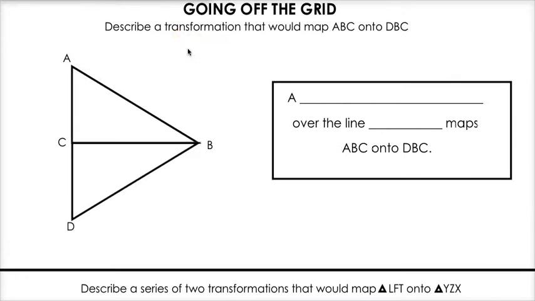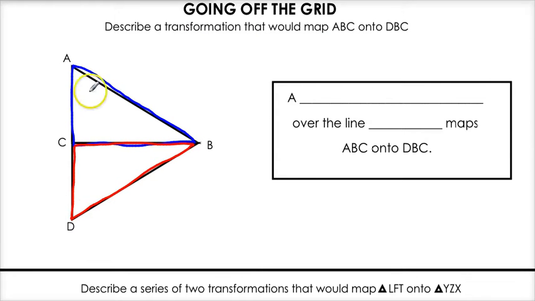But as long as you can graph x equals and y equals, you'll be good. And you got this pro tip right here to remind you. Okay, just like last time, we're going to be going off the grid. Right here, we want to describe a transformation that maps triangle ABC onto triangle DBC. Triangle ABC is right here, and triangle DBC is right here. So what transformation will map them onto each other?